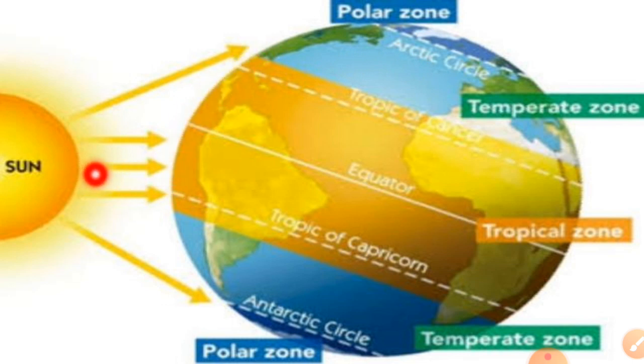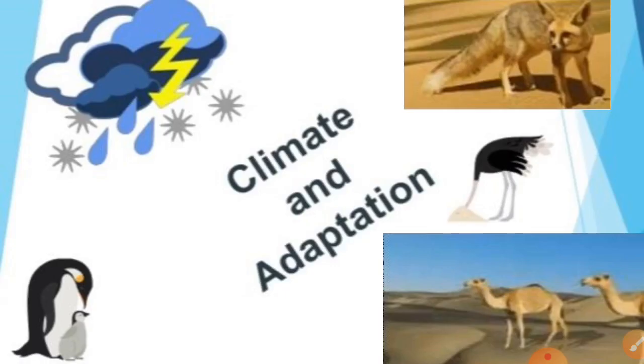So radiation of the sun is very high in this surface, and you can see the radiation of the sun is less from this surface. It takes time, and it is far from the sun, so this area is cooler. Okay, now we can learn about the climate and adaptation.